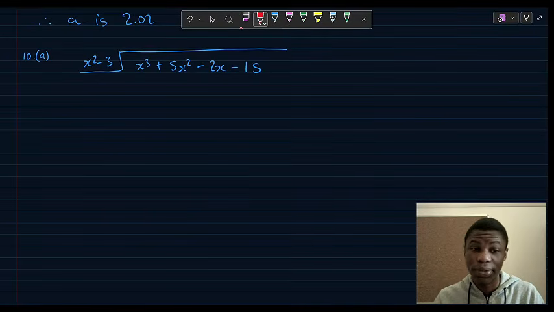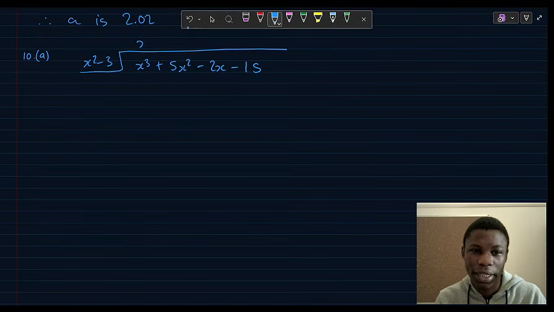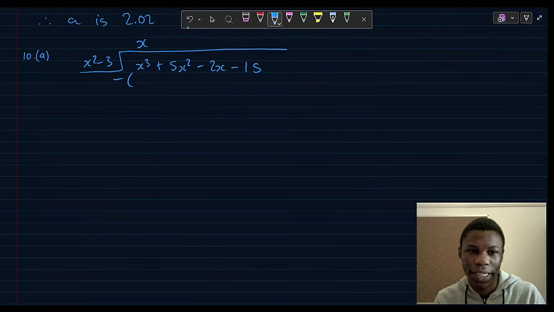And how this works is that you're going to take the term with the highest power of x in your divisor, and that's the one you're going to use to divide. So in our case, we're going to start off by saying x cubed divided by the x squared, you get x, and then multiply through by the divisor. So x times x squared, you get x cubed. x times negative 3, you get negative 3x.